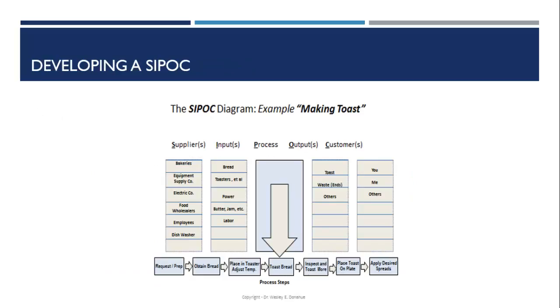As a starting point for developing a SIPOC, the primary process steps are identified, and then the input, output, supplier, and customer components are identified. This SIPOC diagram illustrates an example of a SIPOC for the process of making toast. Take a few seconds at this time to review the categories and steps defined in this diagram.